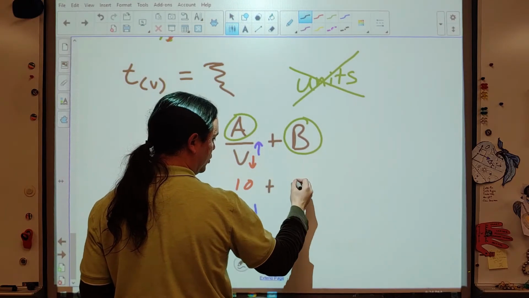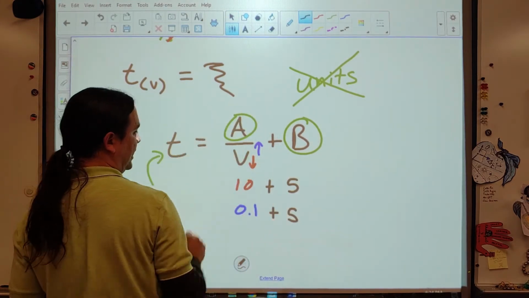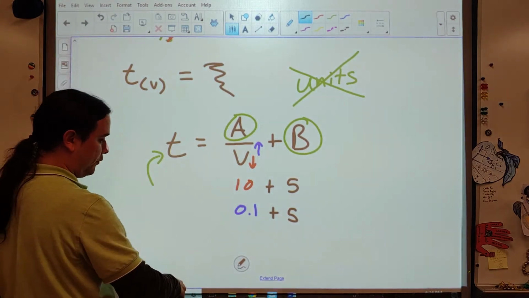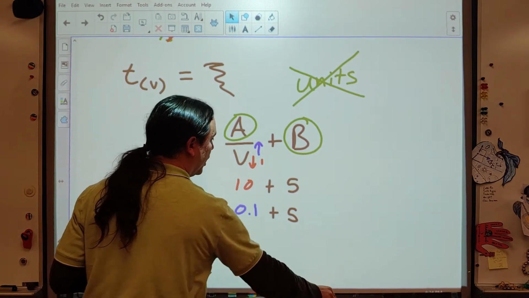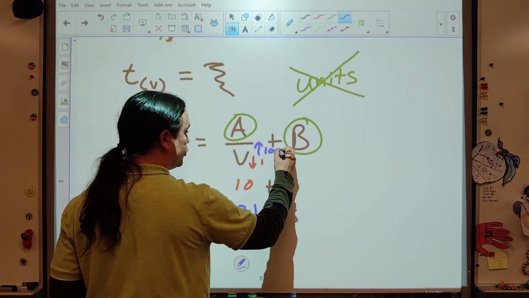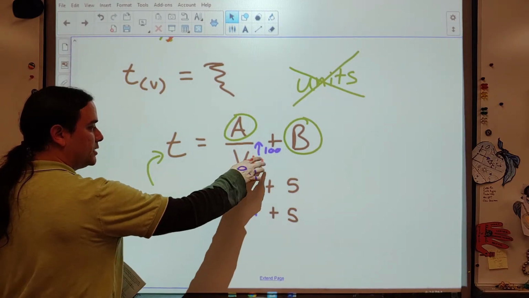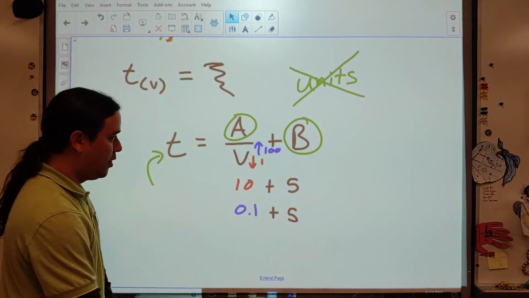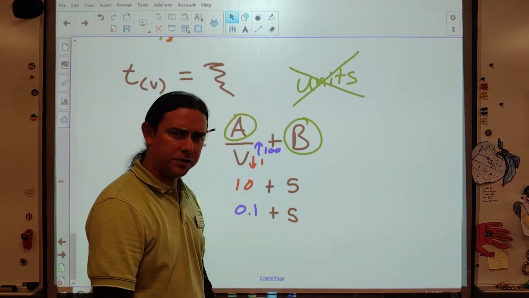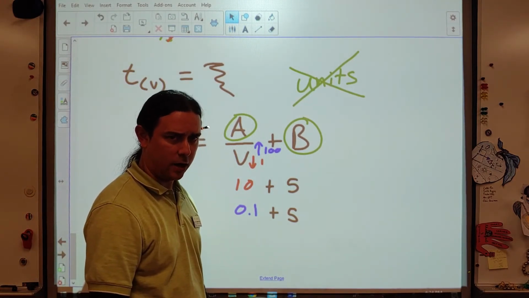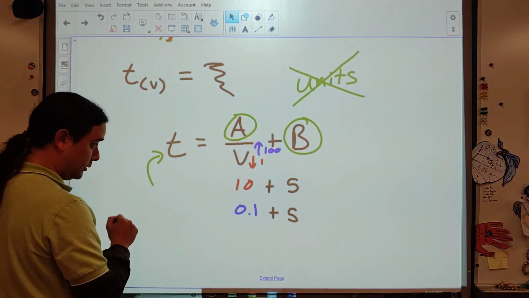Plus, let's just say that b was 5. So b is always 5. a is 10 divided by whatever v is. So for the red, v is 1, a small number. But for blue, v is 100. That's describing how fast the car is going. So if the velocity of the car is the red one, that's 1 mile per hour. It's barely moving, right? How long is it going to take the police officer to catch that car? Not very long at all, because it's barely moving.